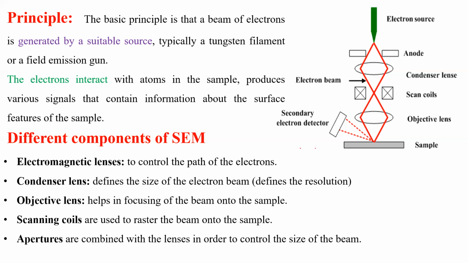Condenser lenses define the size of the electron beam, condensing it to focus more. Objective lenses help to focus the beam onto the sample. The scanning coils are used to raster the beam onto the sample. Apertures are also used along with the condenser lenses or objective lenses to control the size of the beam.